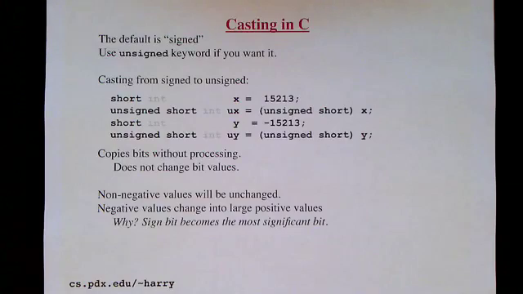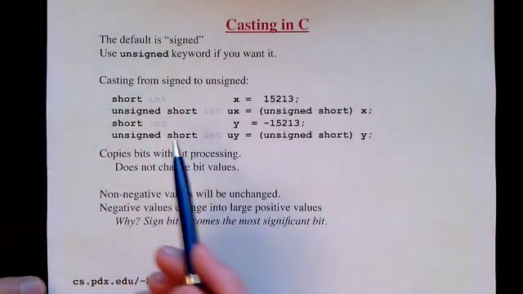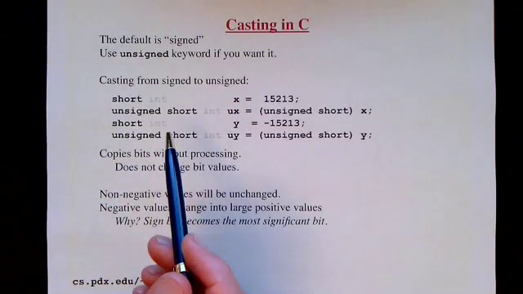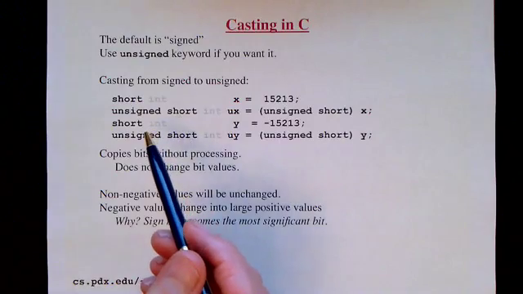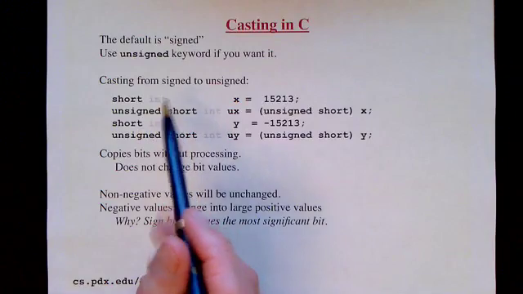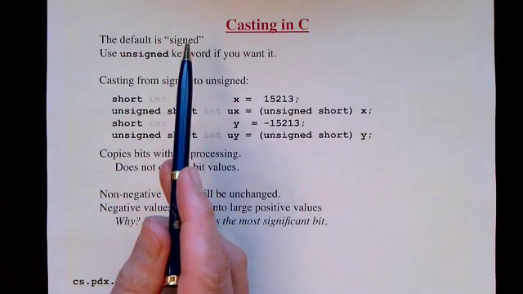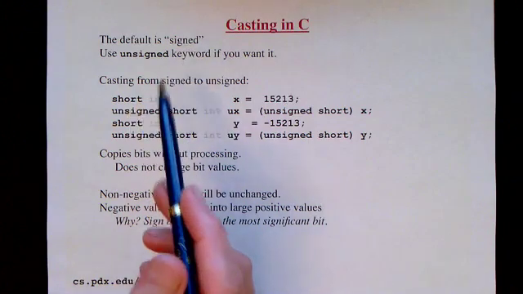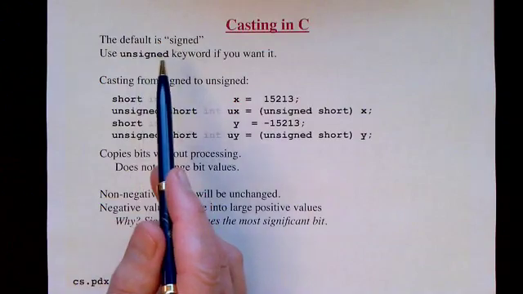Let's delve a little bit more into C. C has the ability to represent numbers in 2's complement notation and also in unsigned notation. So let's look at these examples. The default for variables of any type is signed. So if we want an unsigned number, we have to actually use the unsigned keyword.